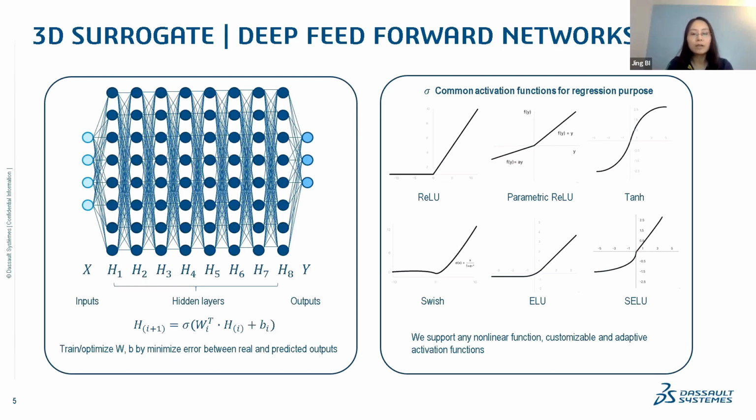Some common activation functions are plotted on the right. The activation functions serve as nonlinear transformations of the prior layer signals and therefore make neural networks capable of learning from high-dimensional data.